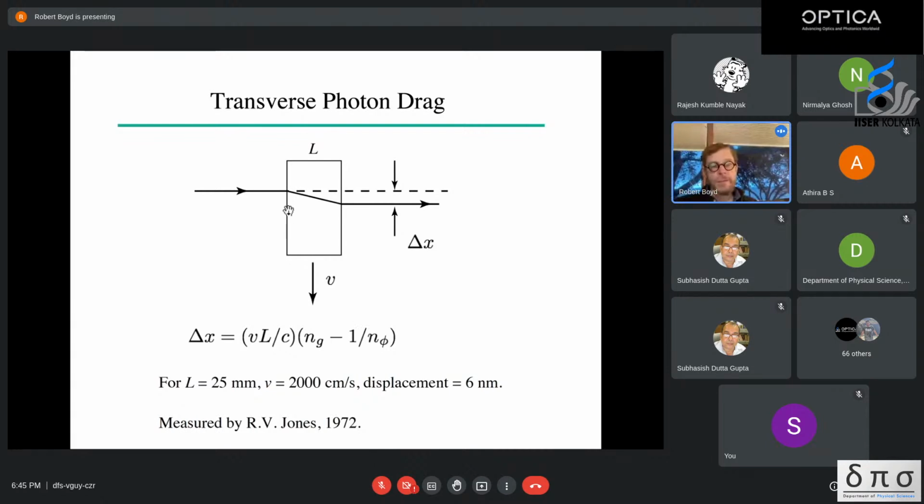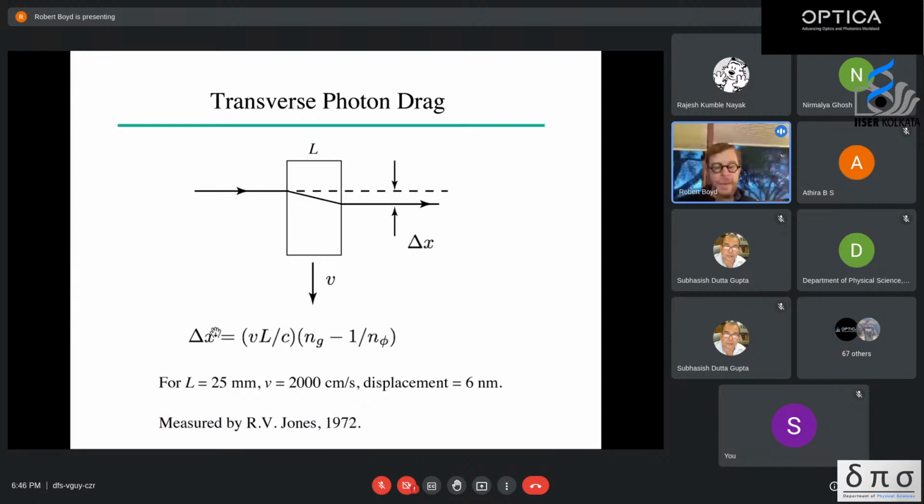There's also a process known as transverse photon drag, first observed experimentally by Jones in 1972. And here's the idea. You have a block of glass or some other dielectric material. It's moving downward with a velocity v. A beam of light enters the material, and the beam gets displaced in propagating through this moving glass plate by an amount that I'm calling delta x. And it's almost as if the light is being dragged along with the motion of the glass block. And that's the origin of the name photon drag.